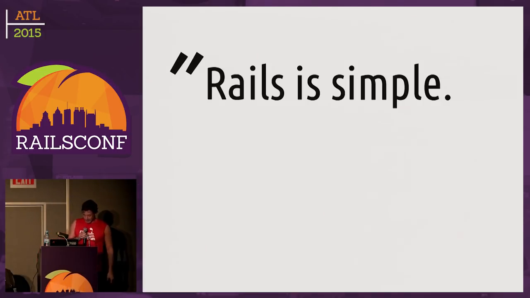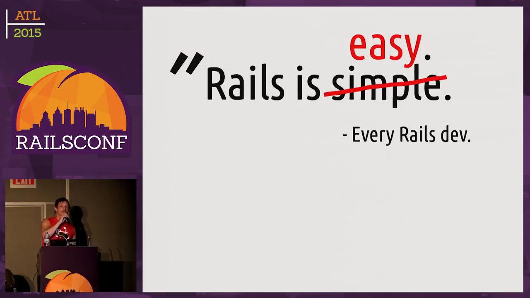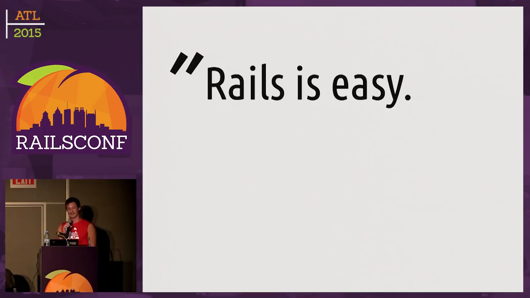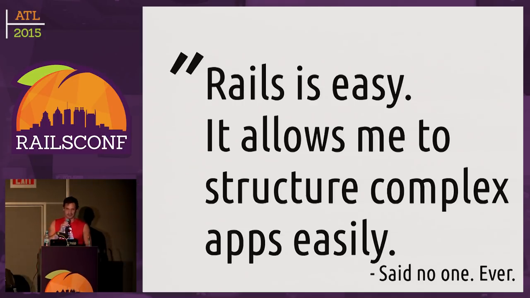My problem is that we say Rails is simple. Every Rails developer says that. Actually, it's easy, because simple is subjective and easy is objective, or something like that. I got taught in Lithuania that this is a wrong statement. So Rails is easy, that's every Rails developer. However, "Rails is easy, it allows me to structure complex applications easily" — that said no one ever, because it is not true. It's not funny.